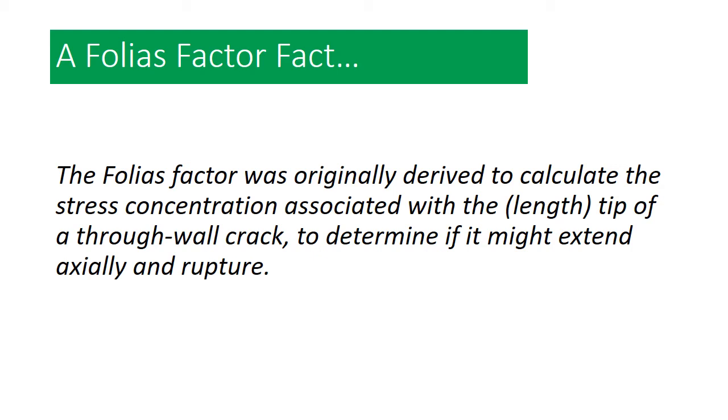I guess if we flip this thing on its head, what's more important is that the Folias factor was not derived to calculate the stress concentration associated with the depth tip of a flaw, either corrosion or crack, and it was not developed in order to determine if that flaw might extend radially and cause a failure. So that's a very, very important thing. We have a factor here that's buried into our NG18 equation, which is derived mathematically and theoretically based on length. But we're not worried about our corrosion flaw getting longer, we're worried about our corrosion flaw getting deeper.